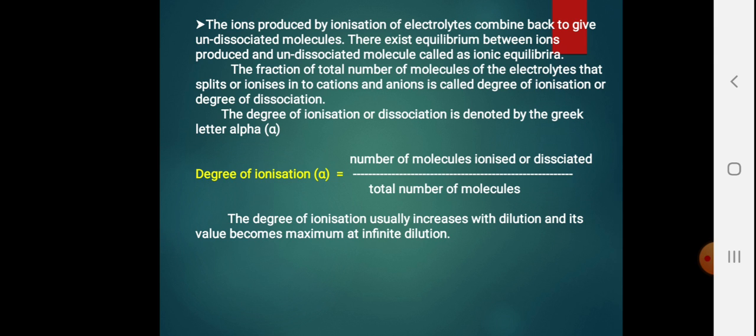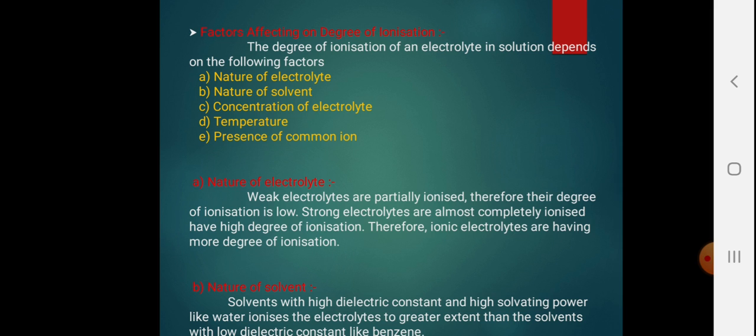Hence, the degree of ionization, that is alpha, is equal to the number of molecules ionized or dissociated upon the total number of molecules. The degree of ionization usually increases with dilution and its value becomes maximum at infinite dilution. Then we see the factors which affect the degree of ionization. The degree of ionization of an electrolyte in solution depends upon the following five factors: first, nature of electrolyte; second, nature of solvent; third, concentration of electrolyte; fourth, temperature; and the fifth is presence of common ion.